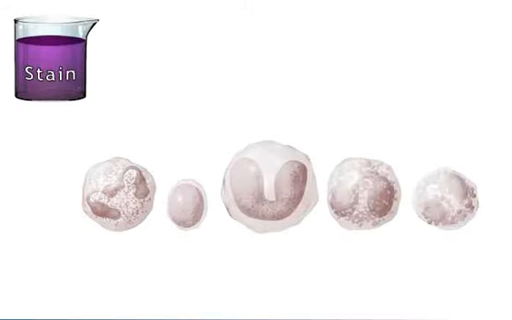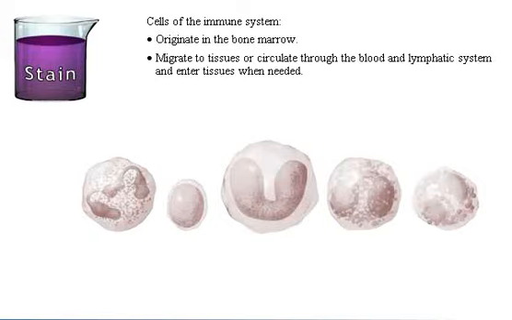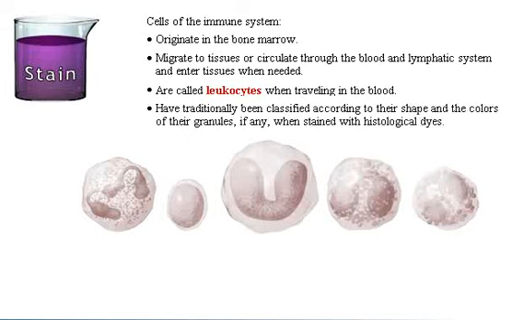Let's examine the cells of the immune system more closely. The cells of the immune system originate in the bone marrow. Some cells migrate to tissues to take up residence, whereas others circulate through the blood and lymphatic system, entering tissues when needed. Immune cells that travel in the blood are called leukocytes. Leukocytes have traditionally been classified according to their shape and the colors of their granules, if any, when stained with histological dyes. Click the beaker to stain the cells.